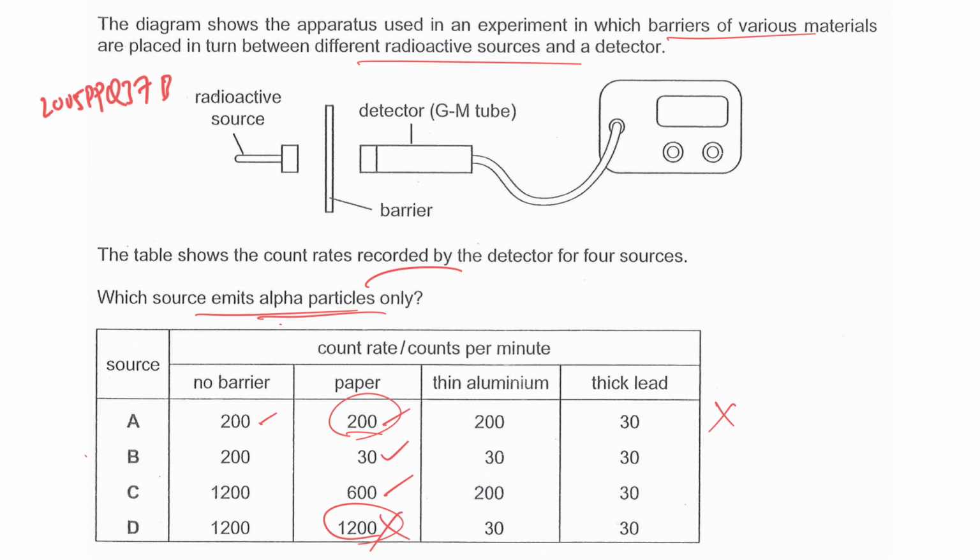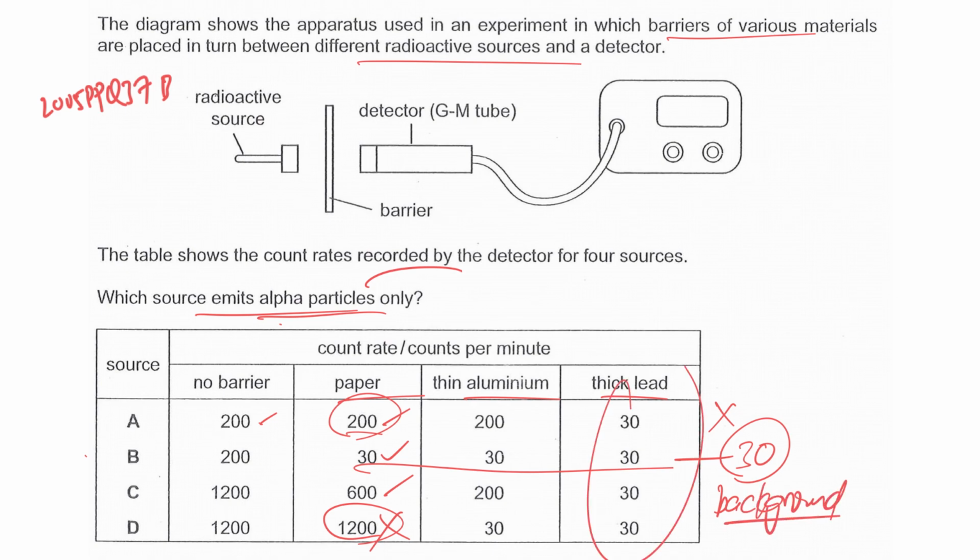Now, if you look at B, even if you put aluminum and lead or paper here, it's all 30. Now, this should give you a hint that the 30 counts per minute, or whatever units they are measuring, is the background radiation. Background radiation that's always there. So, after passing through a paper, and subsequently whatever barrier is there, it is all blocked. That means to say this source only has beta, because once you put a paper, it reduces to 30 background and always 30. So B will be the answer.